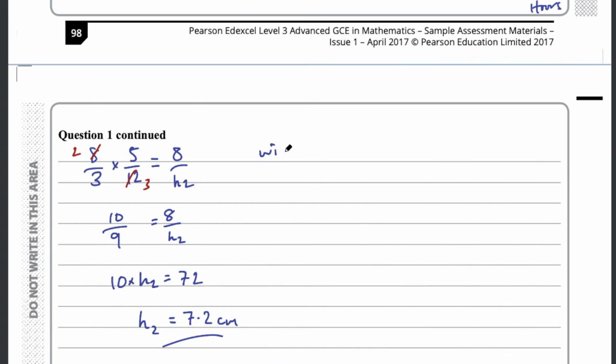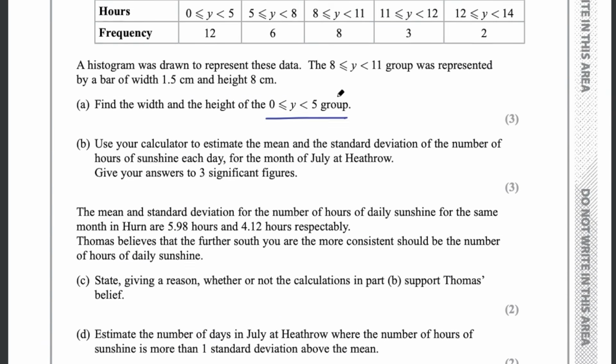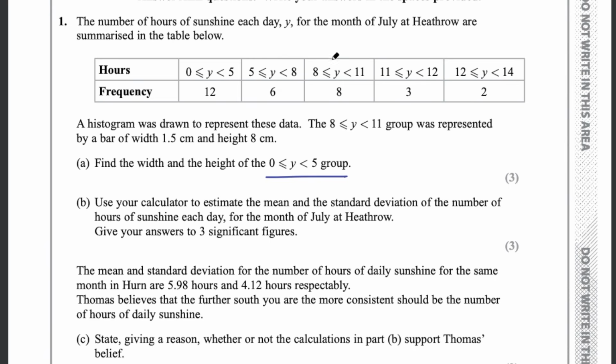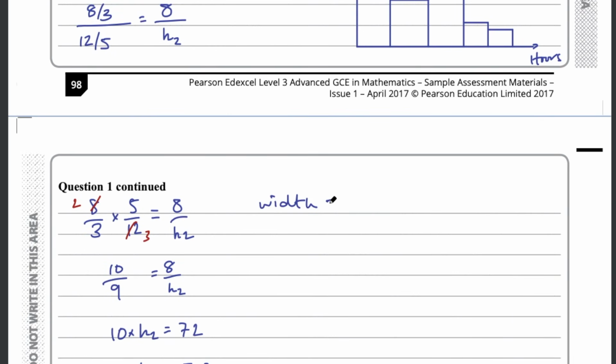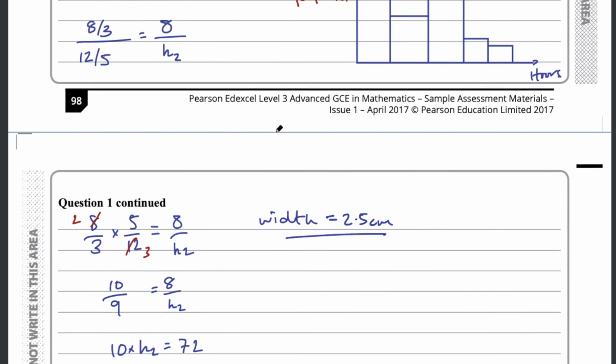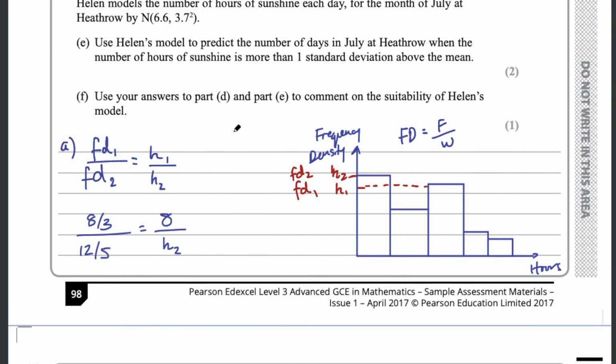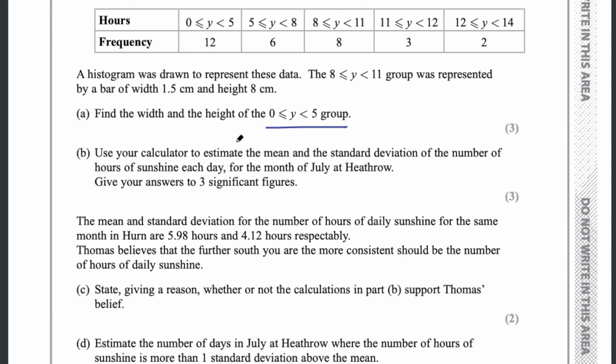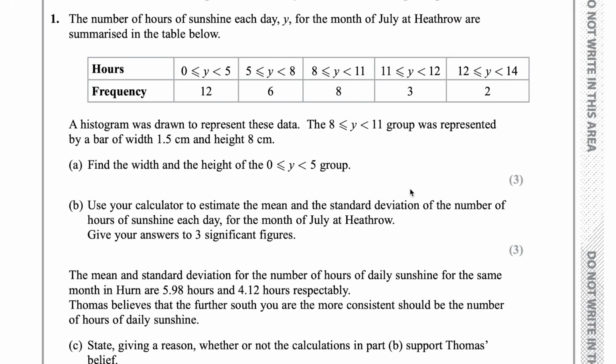Now the width, that's a little bit easier because we can just look at the first one. It's 1.5 centimeters for a group of 3. So that's going to be half a centimeter per hour of the class widths. So for this one, we have a width of 5. So for half a centimeter for each hour, that will be 2.5 centimeters for the width. So this will be 2.5 centimeters. Okay, so there we have the width and the height. And you can use that approach for any type of question that asks you for the height and the width in a histogram.